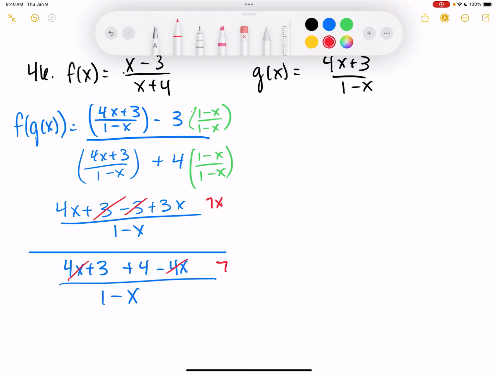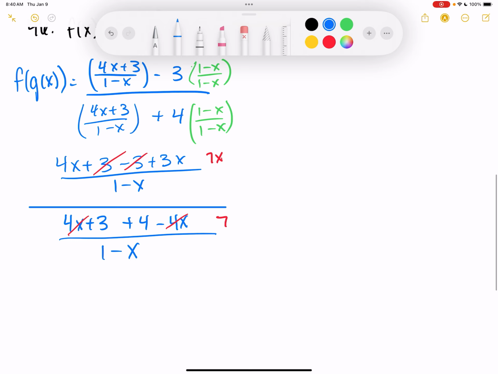So now when I have a fraction divided by another fraction, what do I normally do? Or when I'm dividing by a fraction, what is that the same thing as? Multiplying by what? Yep, multiplying by the reciprocal. So I'm going to have the top fraction as it is, so 7x over 1 minus x, times, I take this bottom one and I flip it, so it's going to be 1 minus x over 7.